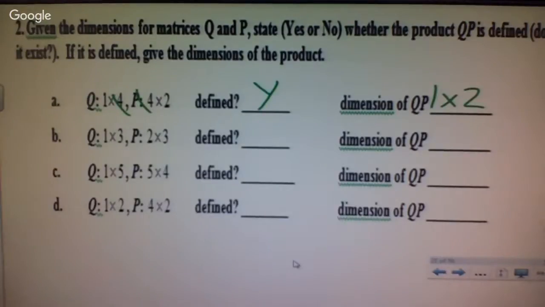Okay, you're fine. Okay, what about a 1x3 and a 2x3? No. 1x5, 5x4. Yes. And a 1x4. And what about a 1x2 and a 4x2? No. So adding and subtracting exactly the same, multiplying, the inside numbers have to be the same, your answer is the outside numbers.